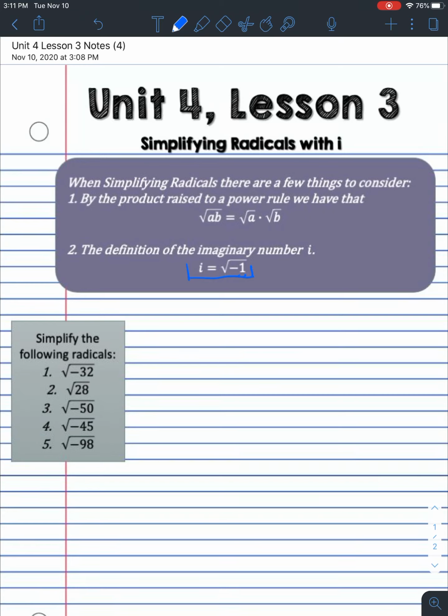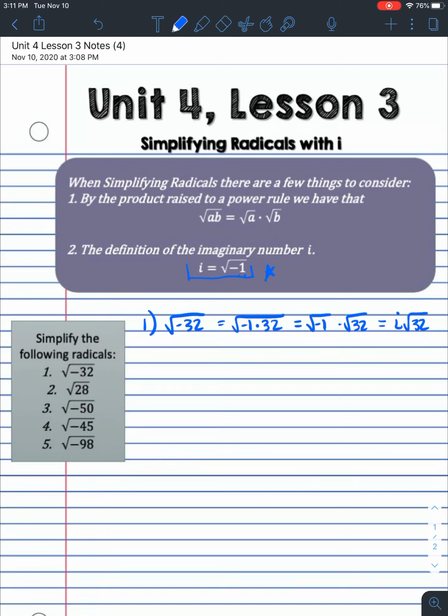All right, so we're going to simplify some things. We have number 1 here, the square root of -32. Well, I'm going to simplify this first by rewriting it as the square root of -1 times 32, which means I can rewrite this as the square root of -1 times the square root of 32. And we said right here that the square root of -1 is i, times the square root of 32.